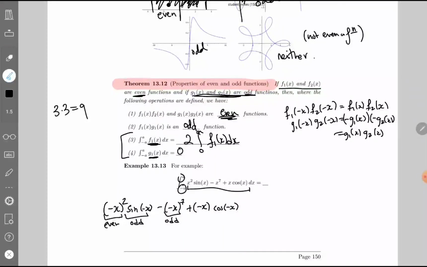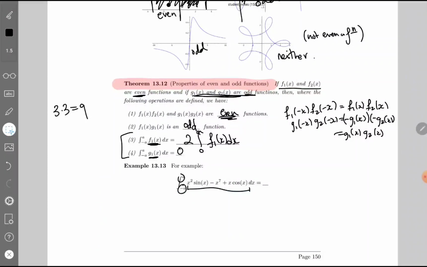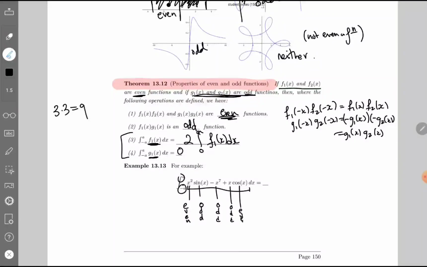Actually, we can do it that way. That's easier. Bam. So let me delete this. This is even. This is odd. Even, odd. This is odd. This is odd. And this is even. So even times odd, right? This gives us, from number 2, odd. Same here, odd times even is odd.